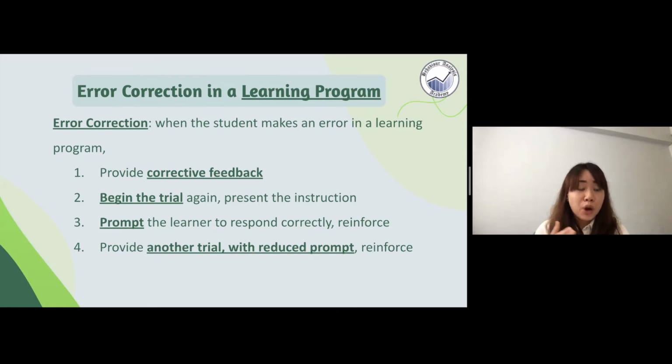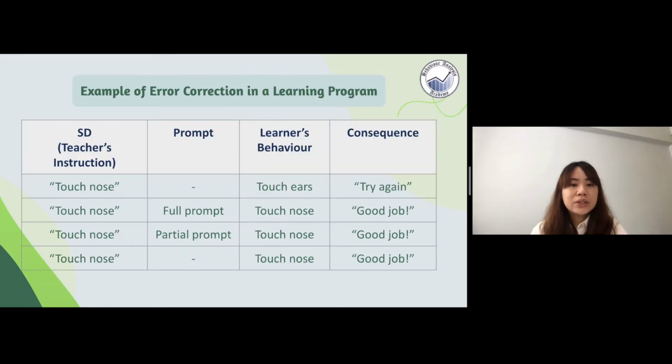Provide corrective feedback, right? Give a no. You can say no, but then always remember to prompt later on, so that we can build the skill from there, right? So this is an example of how error correction is being done in a learning program. There are two types of error correction that we will be talking about. The first one is learning program. Later we will talk about behavior chain, what to do when there is an error in the behavior chain.